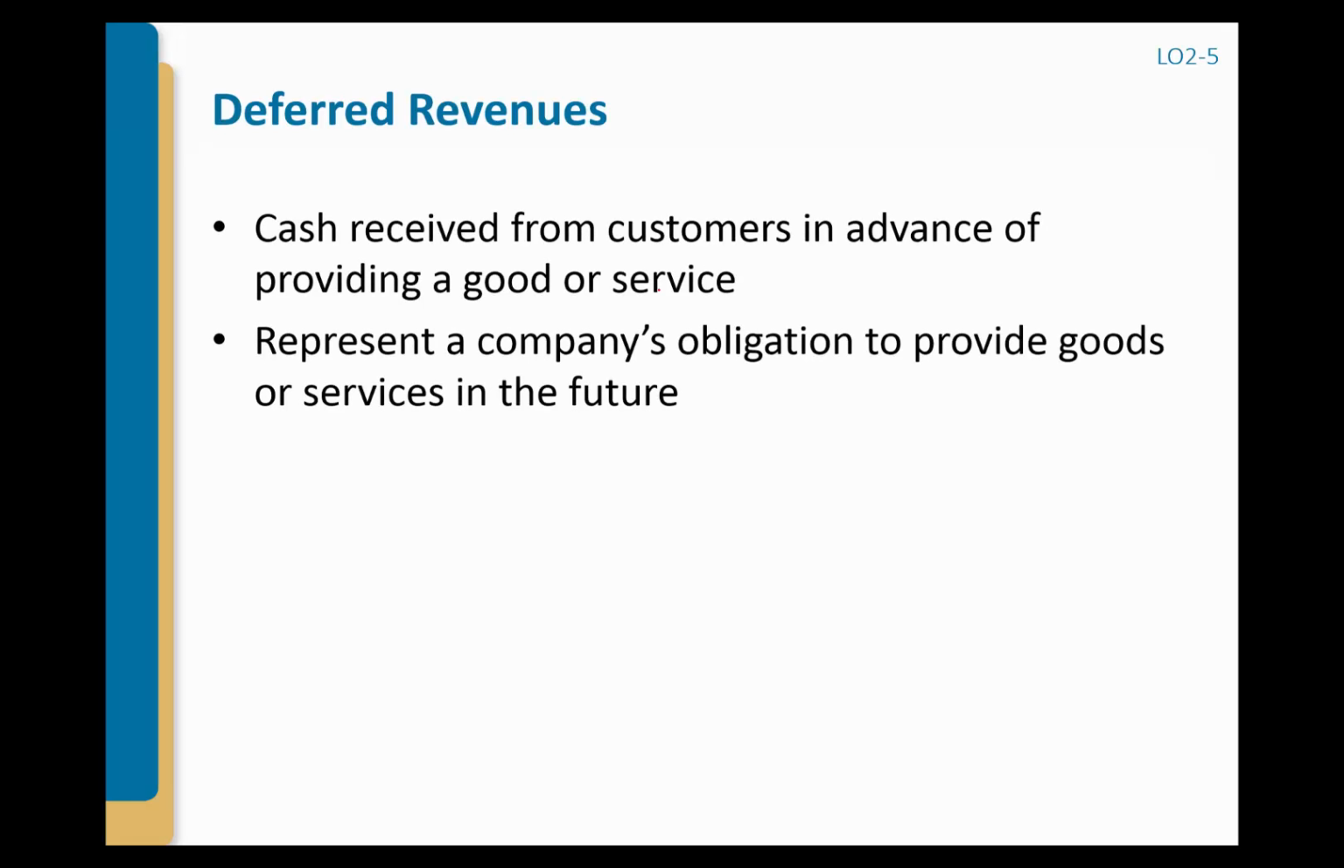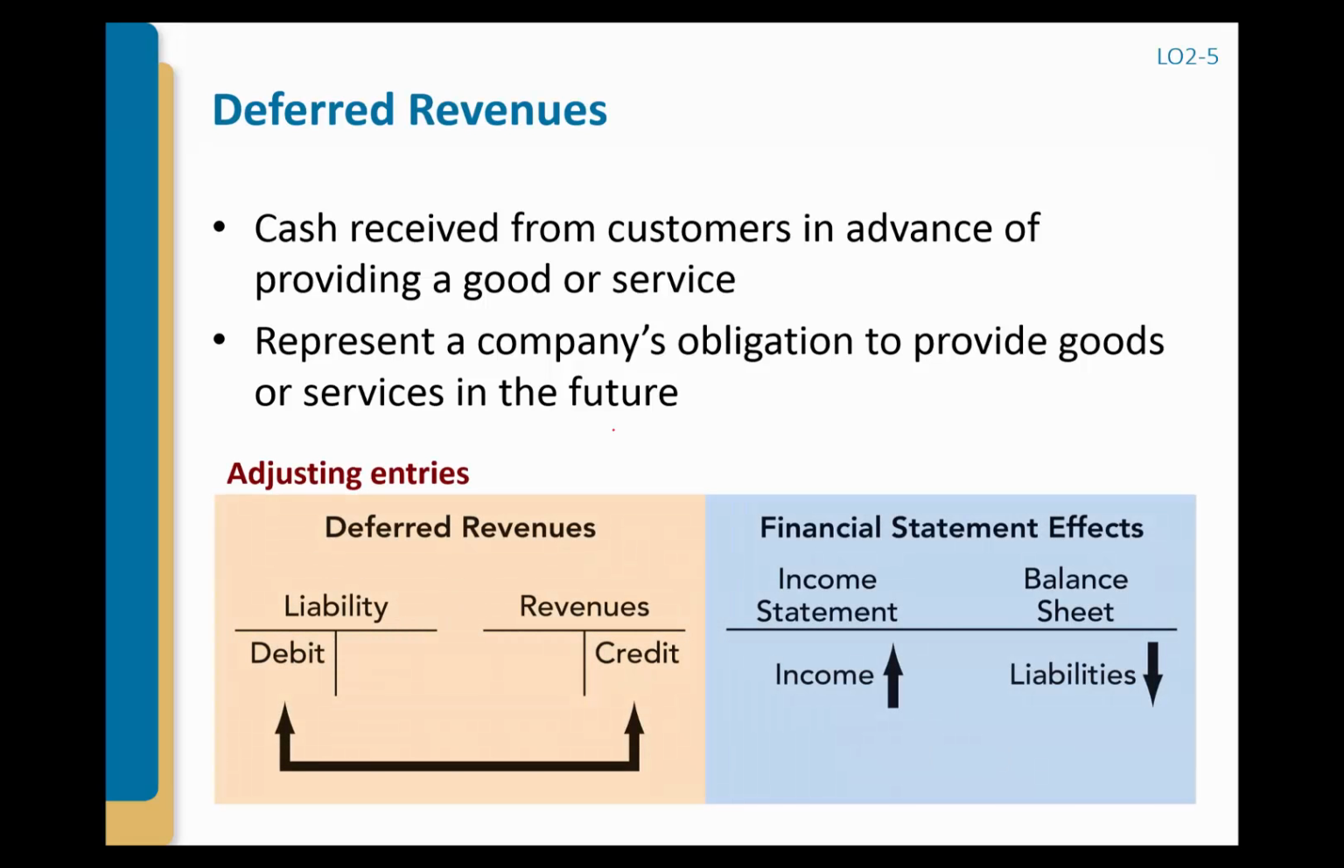Now, deferred revenues is basically when we get cash from customers in advance and then we provide the goods and services. So this is an obligation for us as a company to provide those goods and services, so that's a liability. When we get the cash, we debit cash and we credit deferred revenues for an amount. And then when we actually earn it, we debit deferred revenues for the amount, and we credit revenues, sales revenues or sale of goods revenues.